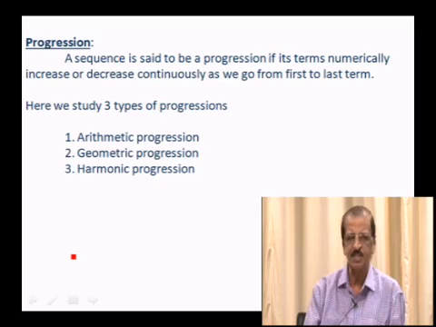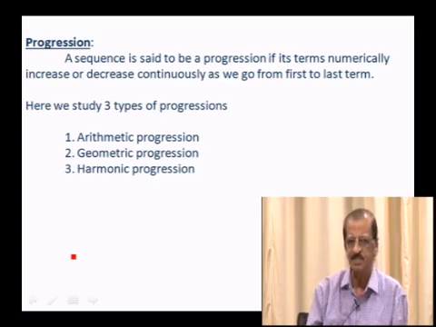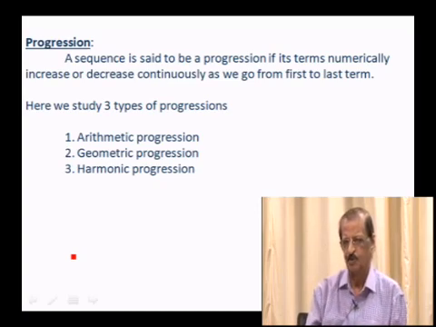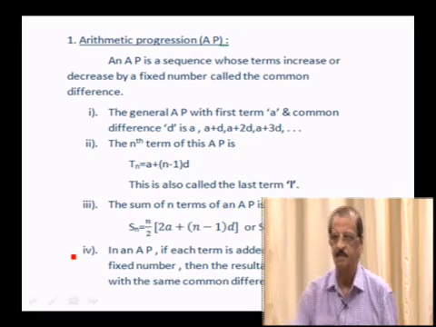Progression. Students, you have learned about progression in high school also, so we are going to discuss the three progressions once again in detail. A sequence is said to be a progression if its terms numerically increase or decrease continuously as we go from first to last term. Here we study three types of progressions: arithmetic progression, geometric progression, harmonic progression.